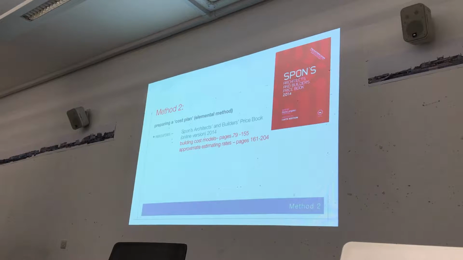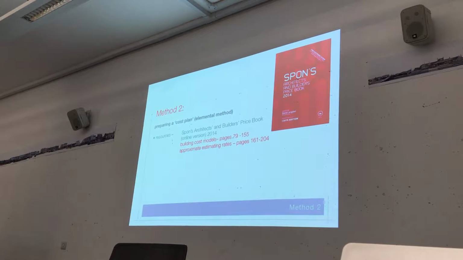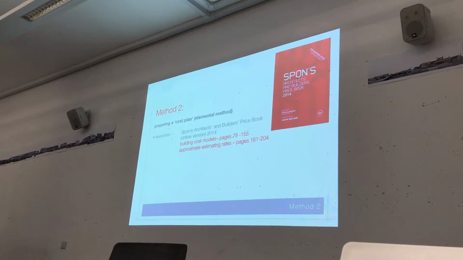So that method we just looked at was price per square metre, really straightforward. This next method is called an elemental cost plan. So this is where you start to look at the elements and work out actually what those elements are going to cost individually. So the external walls, the floors, the structure, the foundations, the mechanical installations and all of that stuff.